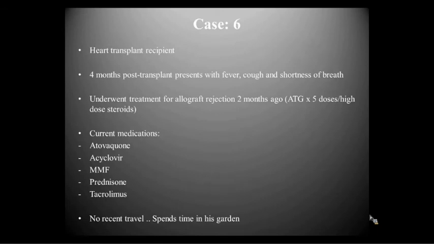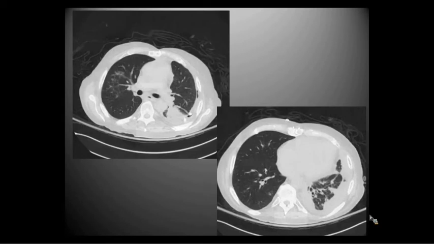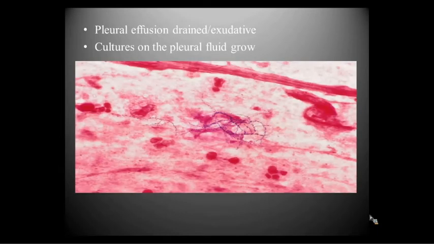All right, so we have a heart transplant recipient. He's undergoing rejection therapy. He's on these meds, no recent travel. He spent some time in his garden. He lives in Long Island. He's coming in with fever, cough, shortness of breath. This is his chest CT. As you can see, there's an effusion, there's consolidation, and he undergoes a thoracentesis, and this is what we find. The pleural fluid is exudative. It looks like it's infected. You see this beaded organism, branching, filamentous. Yeah, that's great. Yes, it is Nocardia.